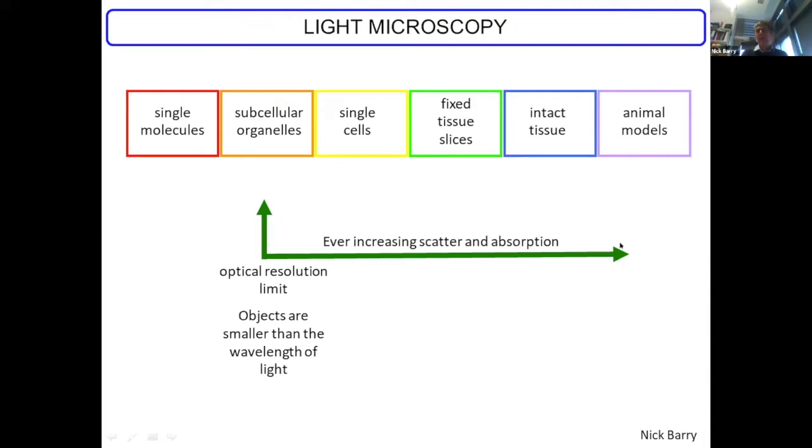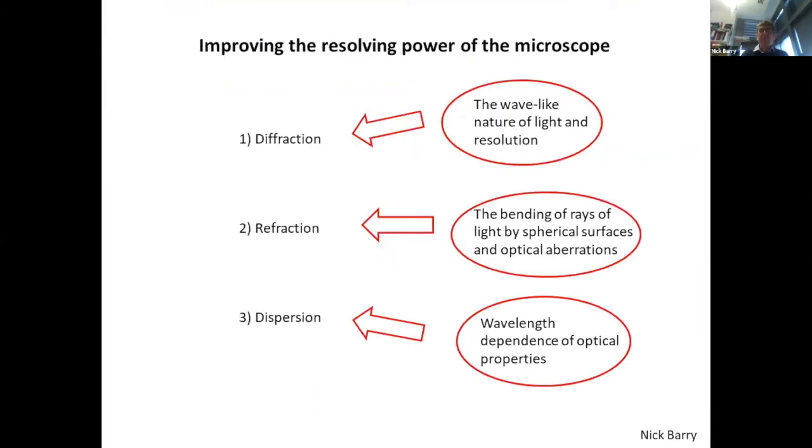And equally in the other direction, as you go to bigger and bigger samples, you've got ever increasing scattering and absorption, which degrades the image. And that's dealt with slightly differently. So the first goal was really to get some sort of resolving power. And you've got to deal with these three different aspects of light in optical instruments. That's diffraction, refraction, and dispersion.